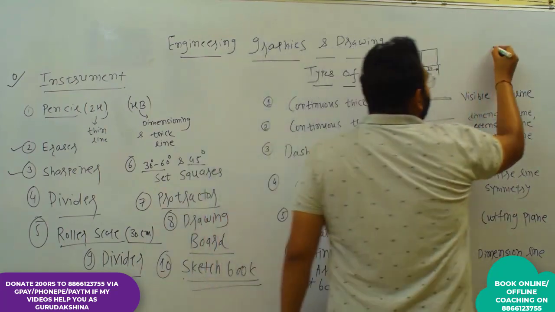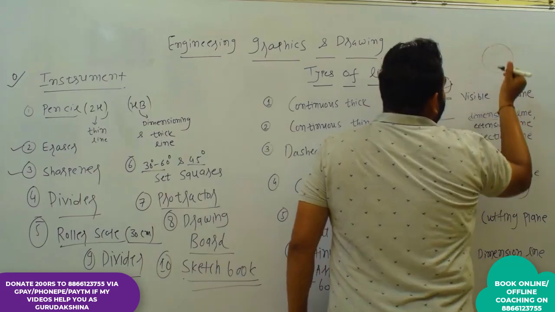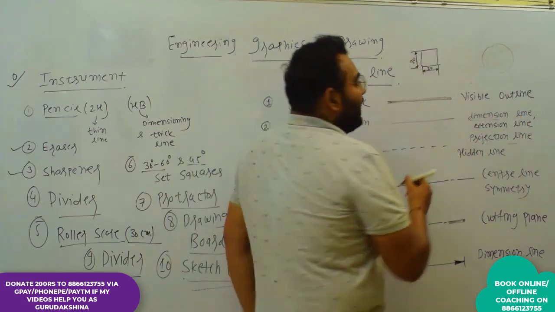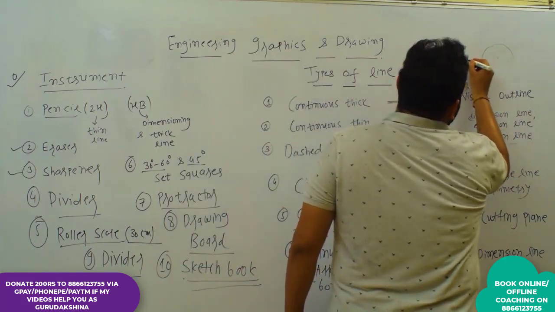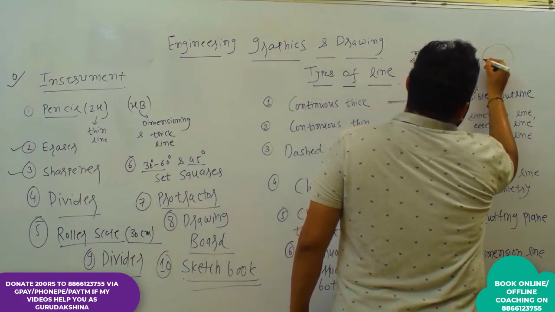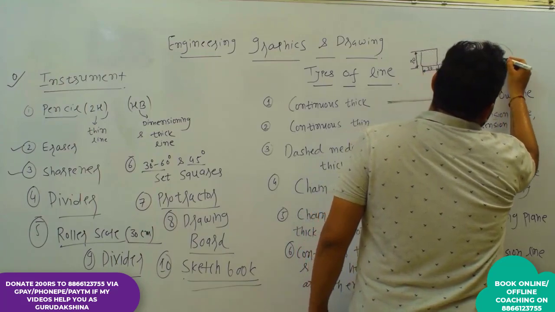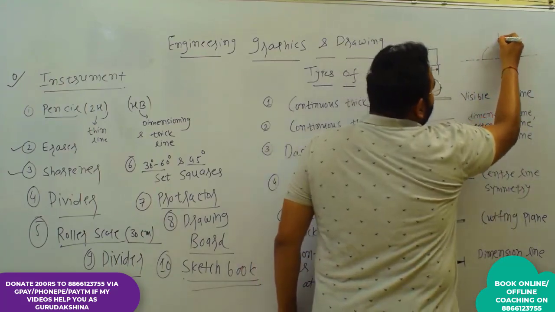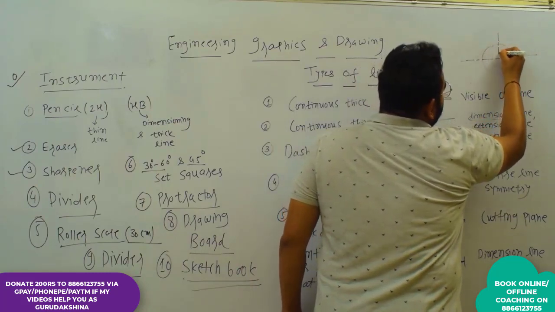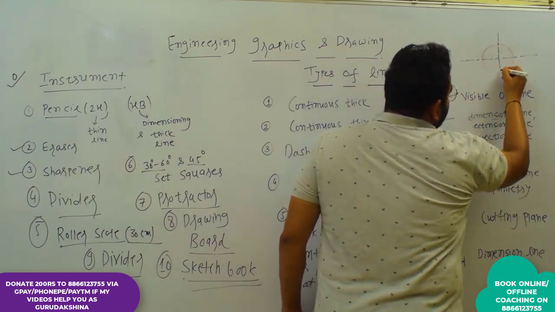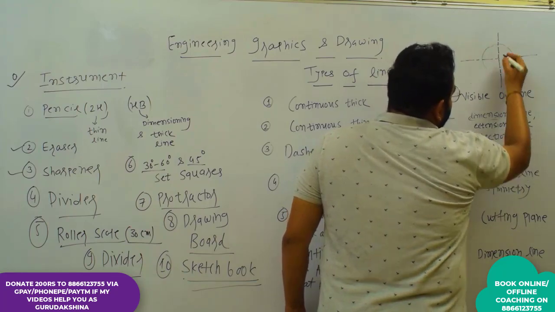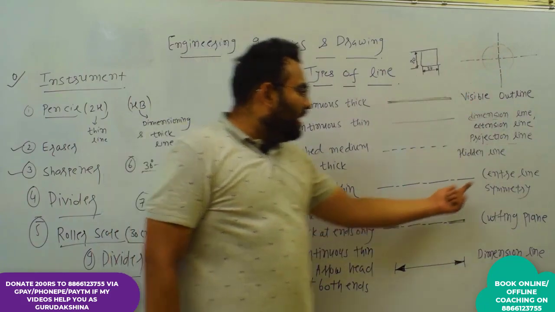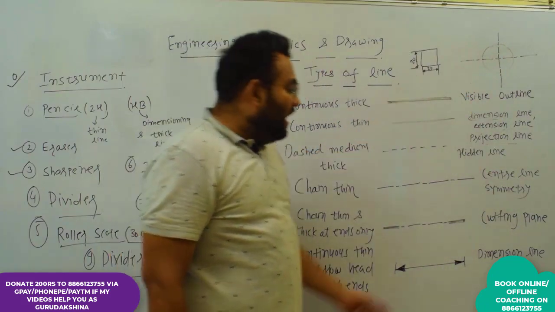Let's say we are having one circle over here, and to show the center of the circle, we're going to use this chain thin line, or you're going to say center line, like this: big line, short line, big line, short line, big line, short line, big line. Same way here. So this is used for showing the center. That's why it is also known as center line, and also it is used for showing the symmetricity.